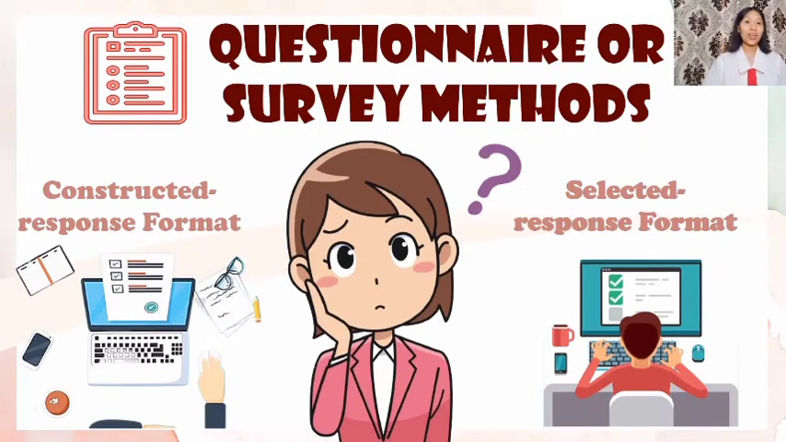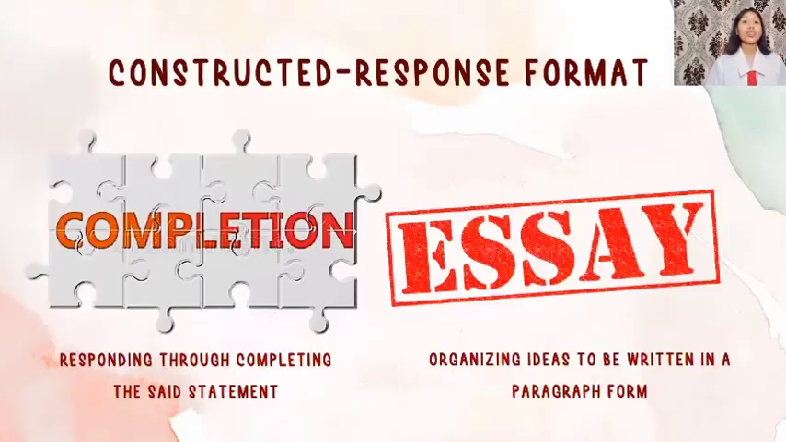Unlike the interview method, the questionnaire or survey method is very efficient to use since it does not require too much time and effort to conduct. There are two formats of assessing learning outcomes using the questionnaire survey method: the constructed response format and the selected response format. In the constructed response format, the students are required to answer a question through words, phrases, or sentences. Under the constructed response format, there are two types of item: the completion item and the essay item.